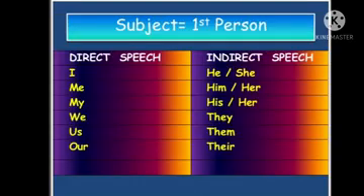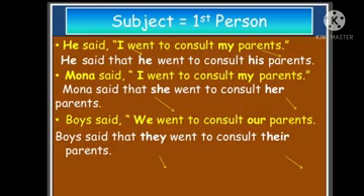The changes in first person: I will change into he or she. If it is a boy, he; if it is a girl, she. Then me changes into him or her; my into his or her; we into they; us into them; our into their. These are the changes. Go through the examples if you have any doubt.